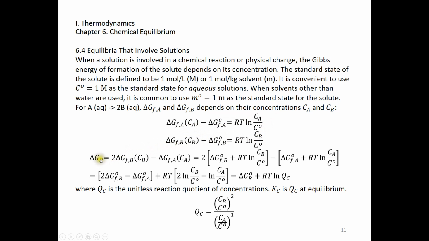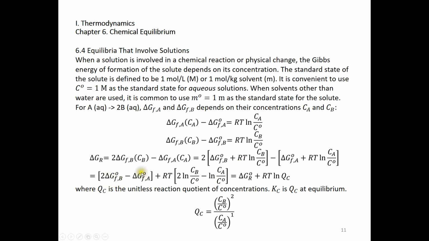Now let's look at the Gibbs energy of reaction. It's 2 times the Gibbs energy of formation of B minus the Gibbs energy of formation of A. So the 2 comes from here. And then we can divide this into 2 components. Here is the standard Gibbs energy of formation of B and its correction. Also, we can divide this into 2 parts: the standard Gibbs energy of A plus the correction based on the actual concentration. And then we combine the standard Gibbs energy of formation of B and that of A. We have this 2 here. And we combine the RT times the logarithm over here.